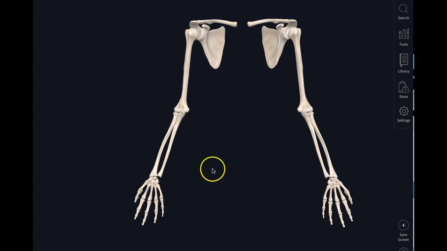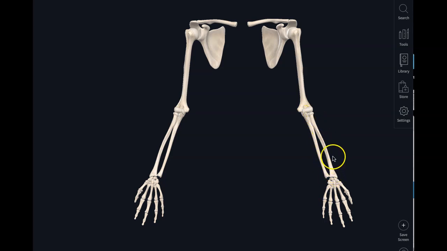Hi class, so we are continuing on with the bones of our upper extremity. We've done our pectoral girdle, the clavicle, and the scapula. We've done our humerus. Now we're on to the forearm bones. We have two of them, the ulna and the radius. They run parallel to each other.